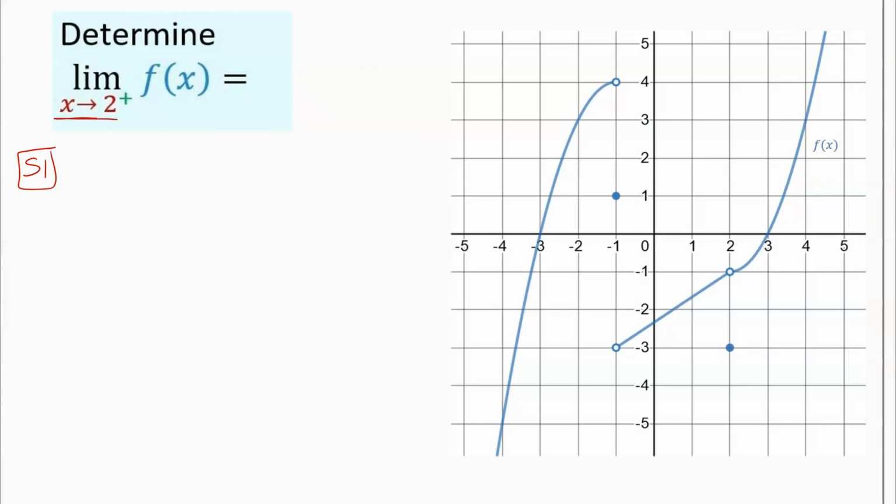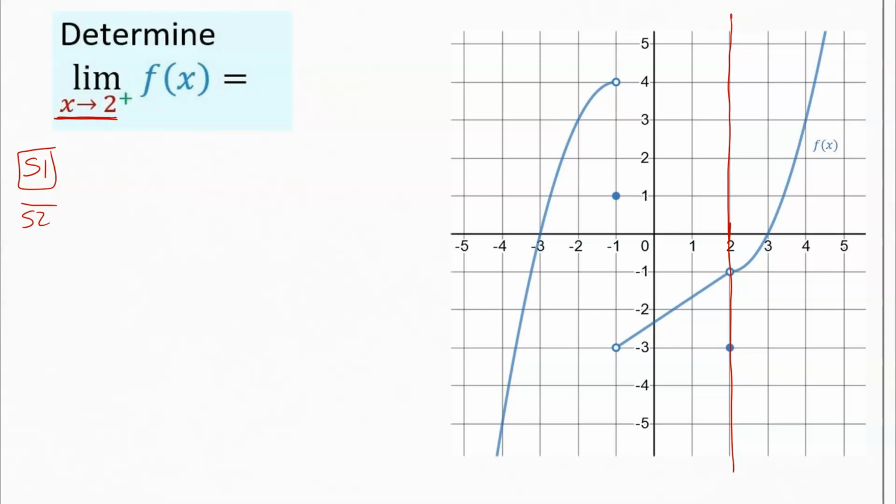And so the wall is that x value that you're approaching. So in this problem, we're being asked what happens as x approaches 2. So I come over here to 2 and I draw myself a wall at 2. And I'm looking for when I run into that wall.